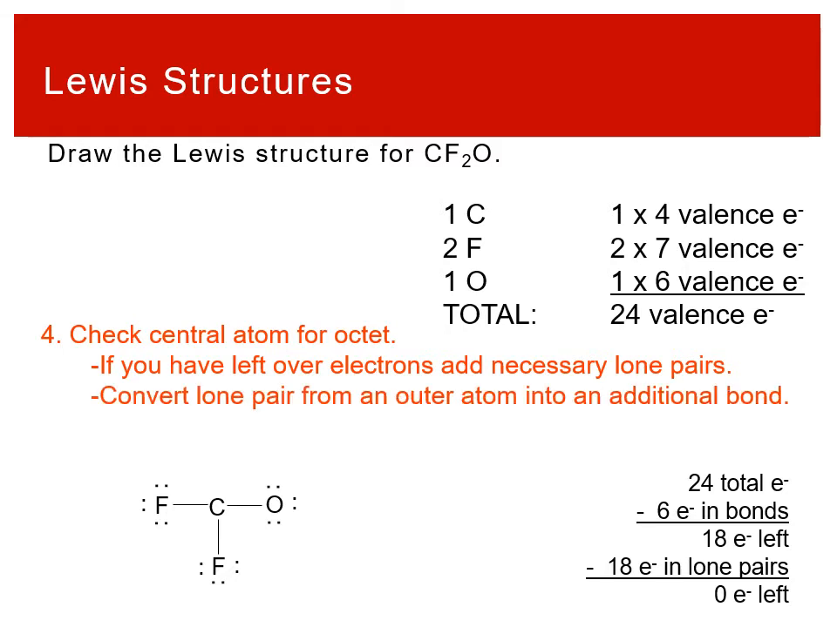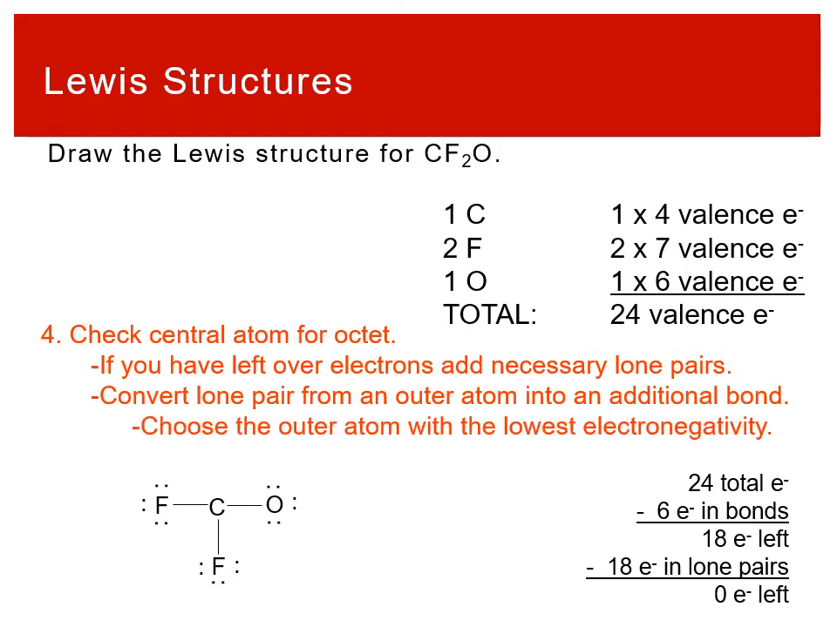So I need to convert a lone pair from an outer atom into an additional bond. We've done this before. We saw the nitrate example, and in that case, we pulled it from just one of the outer oxygens. But here I have a choice. Do I take that outer lone pair from an oxygen, or do I take it from one of the fluorines, right? Which atom forms the double bond with the carbon?